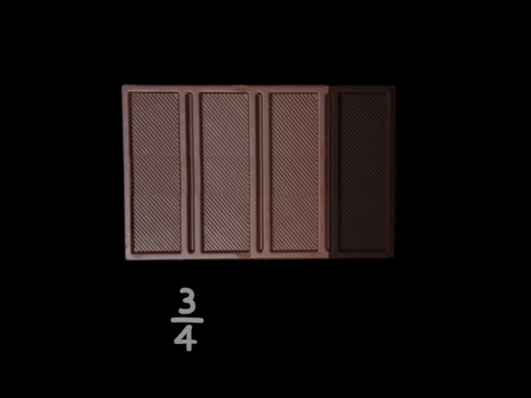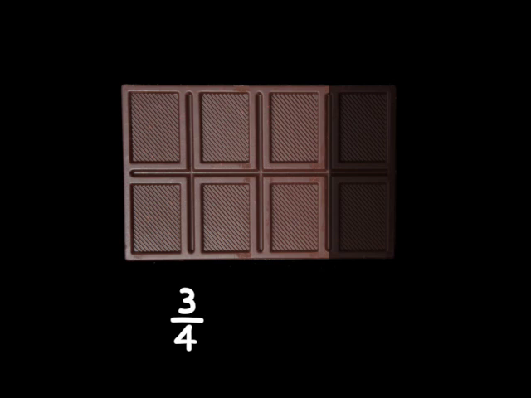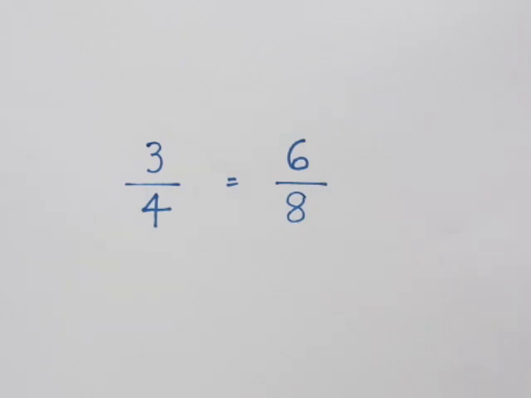Here's another example with 3/4 of a chocolate bar. Here we're choosing 3 out of a possible 4 pieces. If the bar is divided differently into 8 smaller pieces, you can see that 6/8 of the bar, that's 6 pieces chosen from 8, is still the same amount of chocolate as 3/4. We can write this as 3/4 equals 6/8.